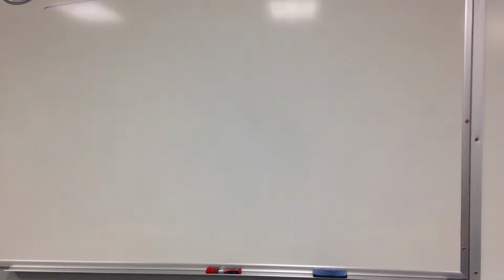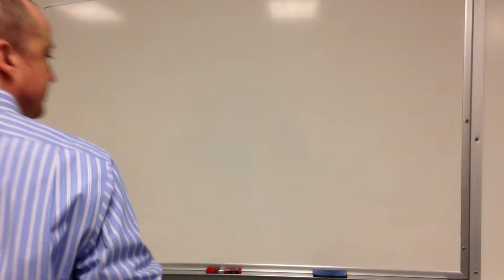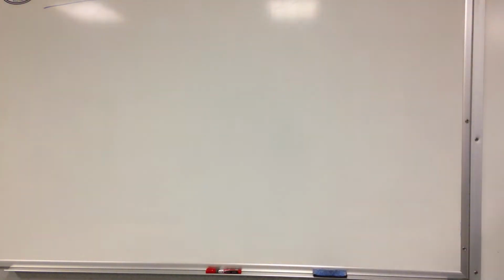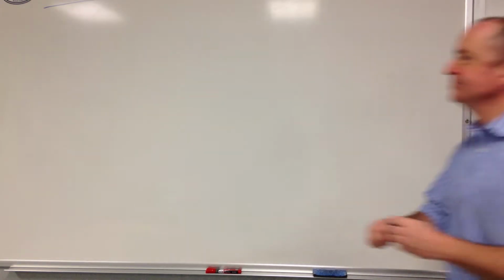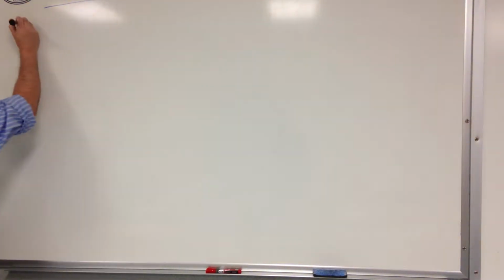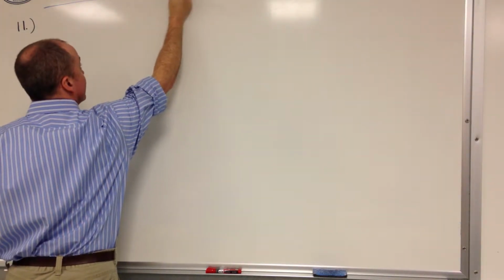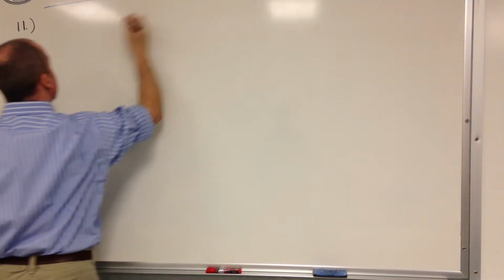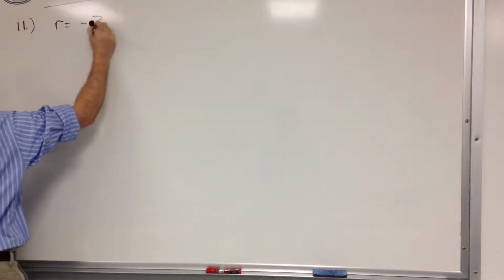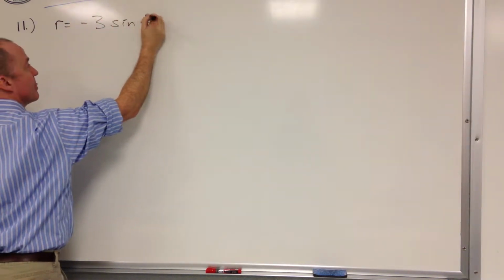Going over these graphs for our absent colleagues. Okay, so the first problem: negative 3 sine theta. It was number 11, correct? Yep. And it was on page 565. And it was r equals negative 3 sine theta.